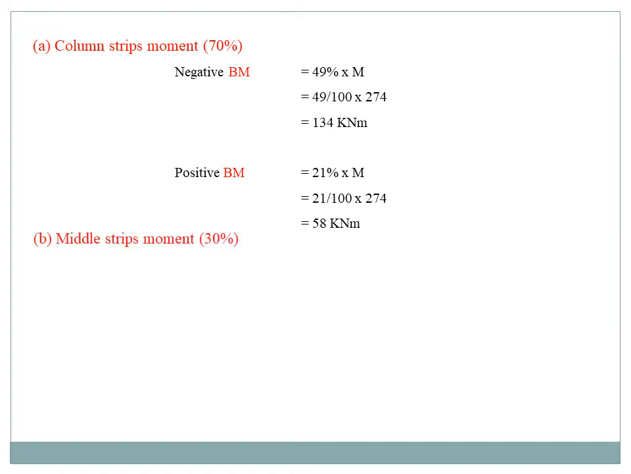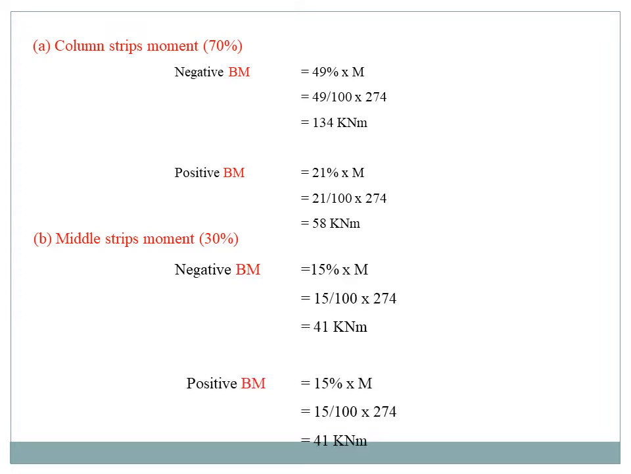Then again the middle strip moment. Middle strip moment is the remaining 30%, since column strip we already took as 70%. The middle strip is taken as the remaining 30%: 15% for negative bending moment and 15% for positive bending moment. So 15% for negative bending moment of the total bending moment: 15 by 100 into 274 is equal to 41 kilonewton meter. Then positive bending moment is also 15% of the total moment.